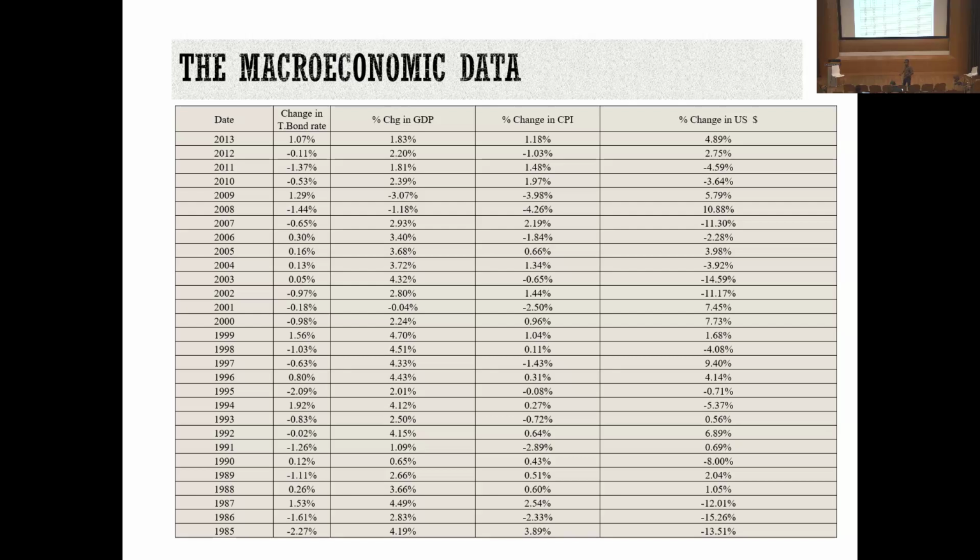The third column, I looked at percentage change in the CPI. That captures the inflation rate change. Notice I'm looking at changes in each of these variables rather than levels, because I want to see the changes in my company as those numbers change. And the last column, I have the percentage change in the US dollar.